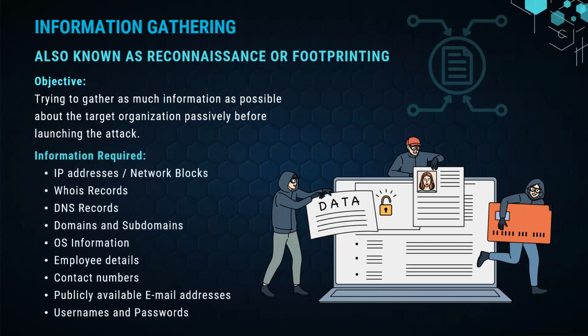Now, I might not be able to explain each of these today, guys. That would be a time-taking process. But to list it out, you get the IP addresses or the group of IPs of the organization, called network blocks. Then you need the WHOIS records telling you who's hosting the website for the company, DNS records, information in their DNS servers, domains and subdomains of the organization, operating system information, what OS they are using, Microsoft operating systems or Linux operating systems, employee details, contact numbers and email addresses of the employees, and usernames and passwords, if any of them have been leaked online in data breaches.